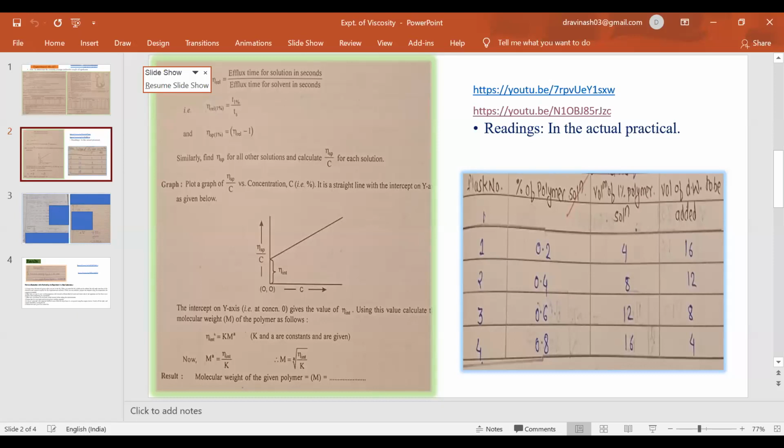Okay, now I am going to stop this discussion on viscosity to determine the molecular weight of polymers with the help of the viscosity method. Okay. मीटिंग मी ते स्टॉप करतोय.